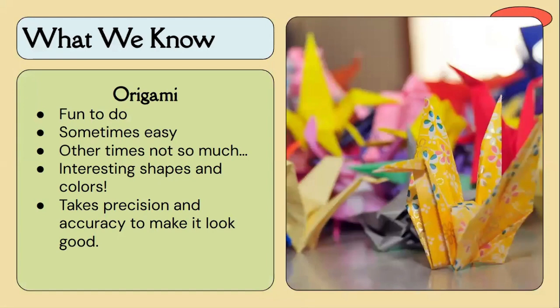So what we discussed in class about origami is that it uses geometrical shapes and folds to create new shapes and objects. What we know about it is that it's fun to do. Sometimes it's easy, other times it can be pretty difficult from what we learned in class. There's a lot of interesting shapes and colors, and it takes a defined precision and accuracy to make anything that you do with origami look presentable.